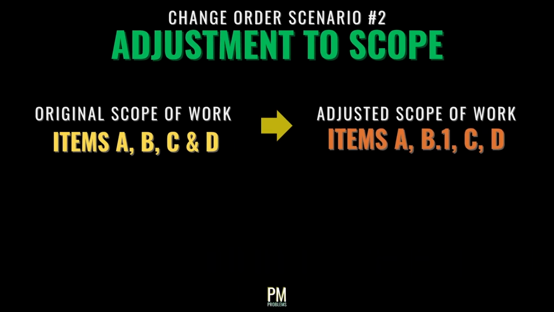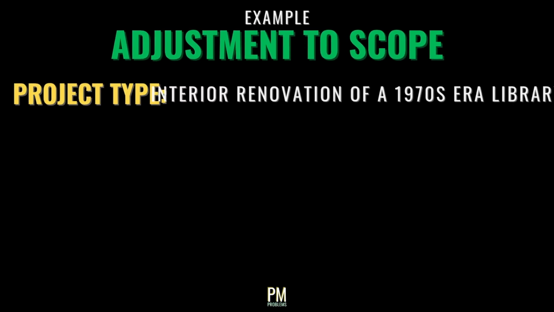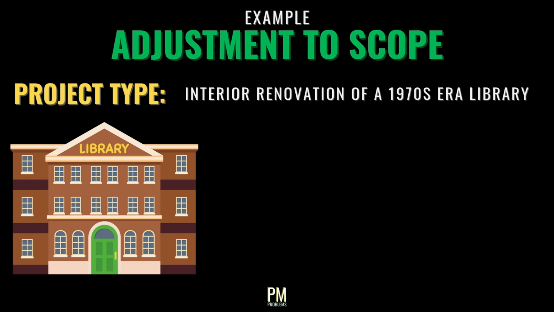Change orders that involve an adjustment to the original project scope are also fairly common. Rather than simply adding new work to the project, these change orders arise out of making a change to the specific parts of the original scope or design. These changes can happen both before work starts as well as once work is underway, requiring different means and methods or types of materials. Here are a few real examples from a project I oversaw a few years ago.